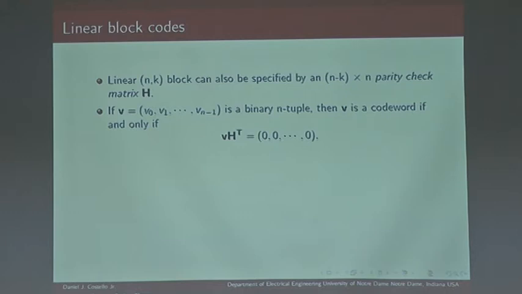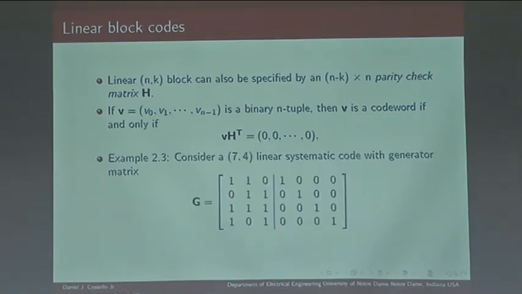So the way of defining a code from the parity check matrix is this. Consider a binary n-tuple, and remember there's only a subset of 2 to the k binary n-tuples that are code words out of the 2 to the n possibilities. A binary n-tuple is a code word if and only if this relationship is satisfied, where H is a so-called parity check matrix, and here we take the transpose of it.